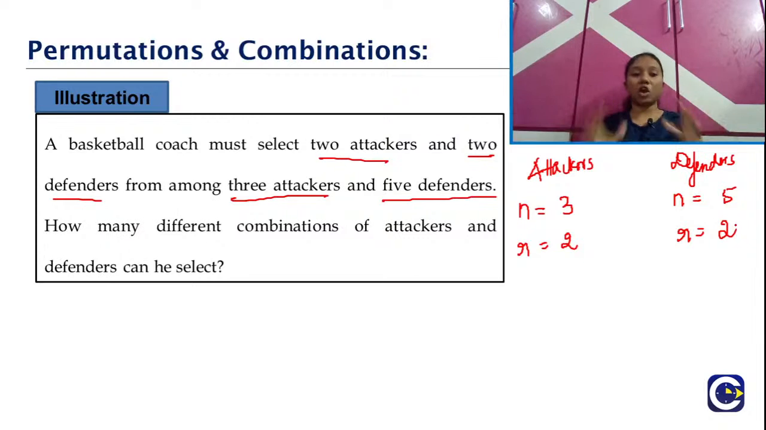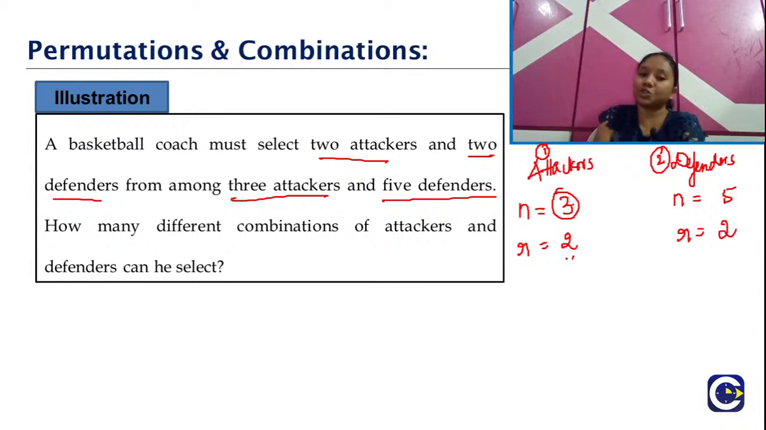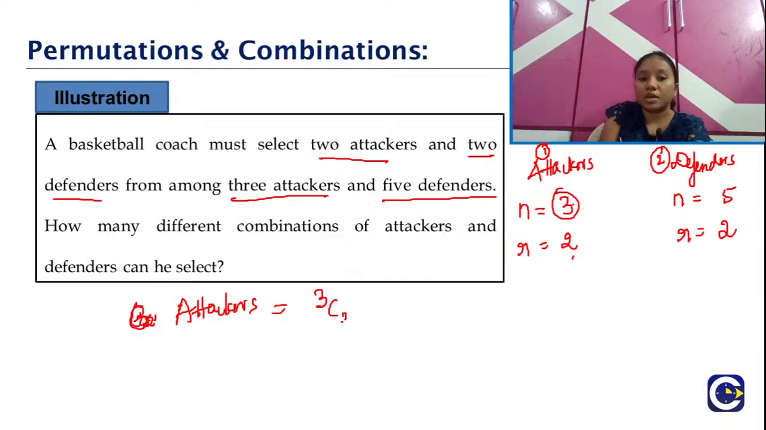So in a basketball match, both the attackers as well as defenders will be present. So if we consider attackers as our experiment 1 and defenders as our experiment 2, both the experiments must be performed simultaneously. Right. So here, amongst these 3 attackers, he has to select 2 attackers. That means the number of combinations for attackers will be 3C2, because amongst 3 attackers, the coach must select 2 attackers.